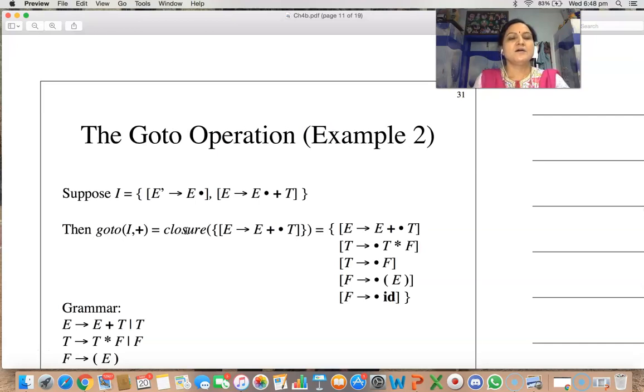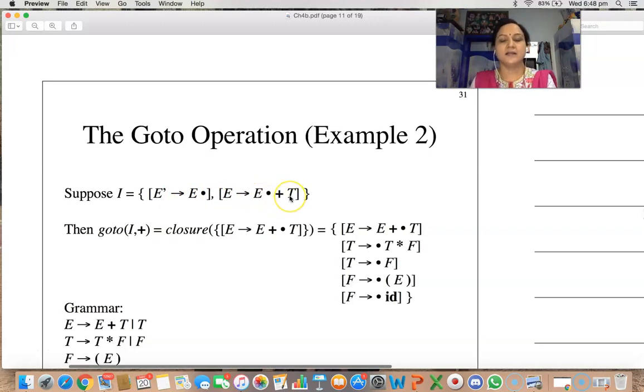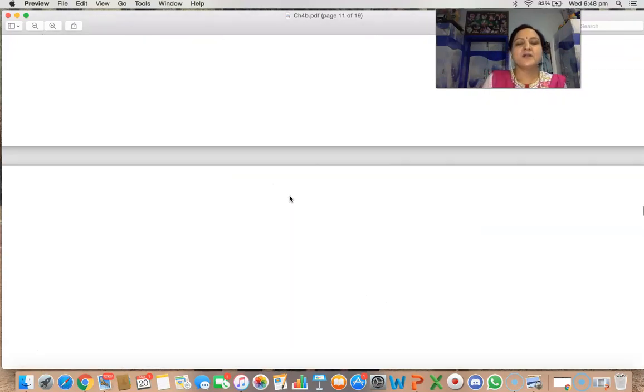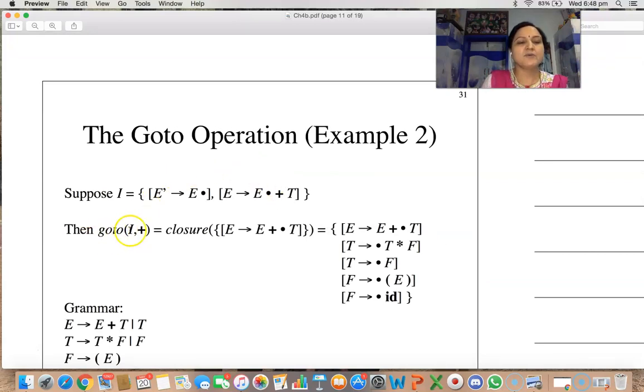So this is one more example of the goto operation. Suppose in the given state I, we have the productions E' tends to E dot and E tends to E dot plus T, from the previous step. Now how can we extend goto further? We compute goto(I, plus), because after the dot here the plus symbol is there. Here nothing is there, so we cannot go ahead. But here the dot can be shifted after plus when the parser reads plus.